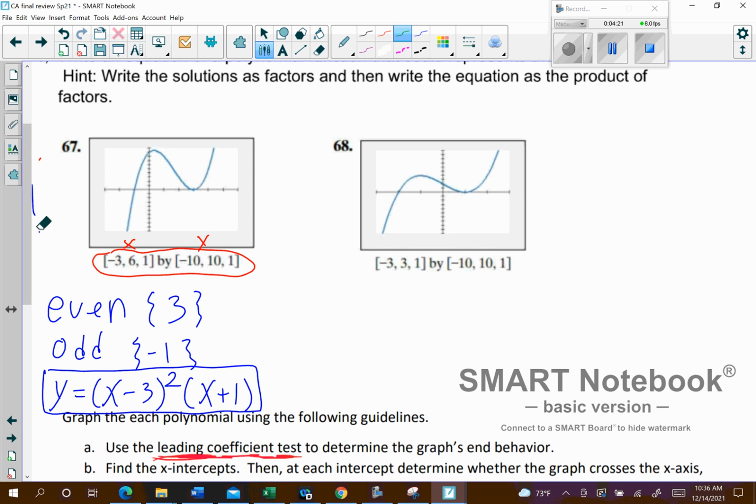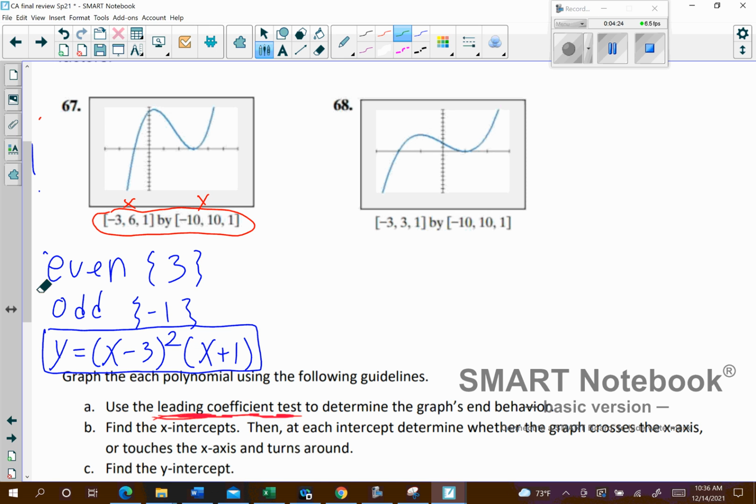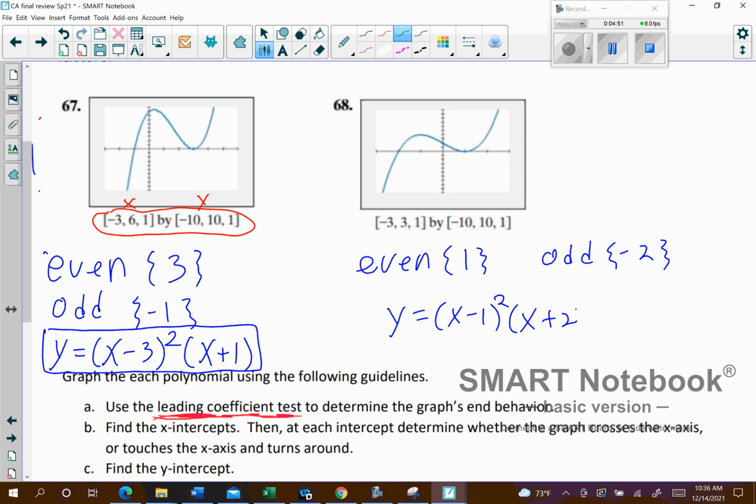68 is actually a pretty similar question. And so once again, we'll start with where's the even multiplicity, and that would be right here at the bowl shape, which would be a 1. The odd multiplicity would be back here at negative 2. And then the equation for this would be y equals x minus 1, and that multiplicity is a 2. And then x plus 2, that multiplicity is a 1, and we'll just leave it just like that. All right, hope that kind of clears that up for you.